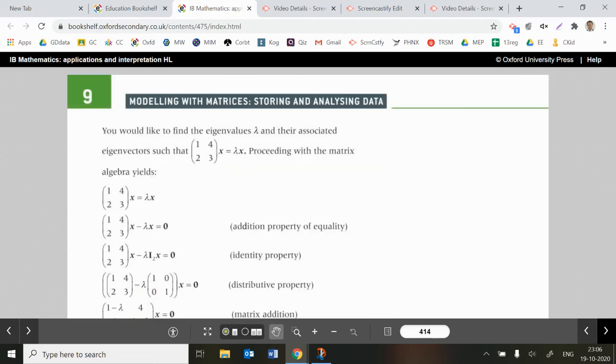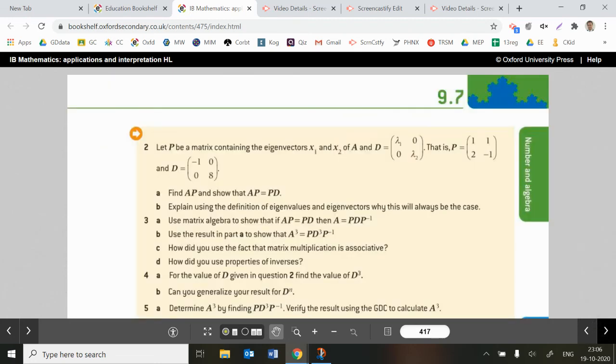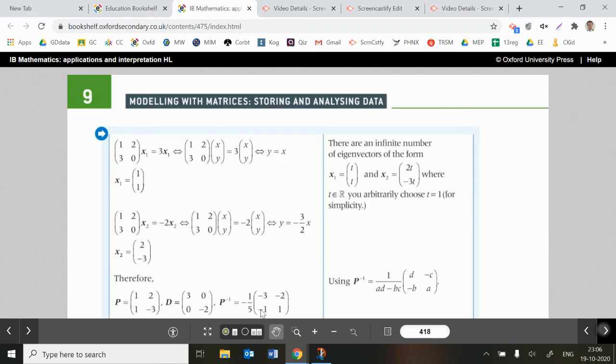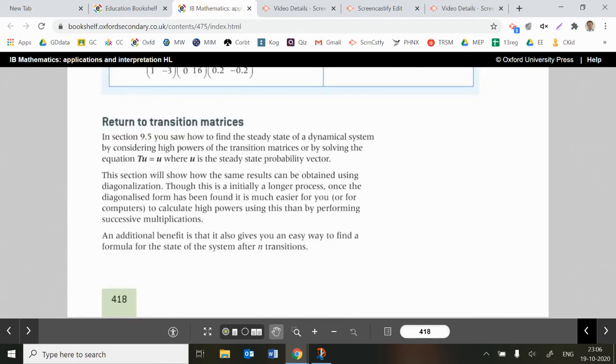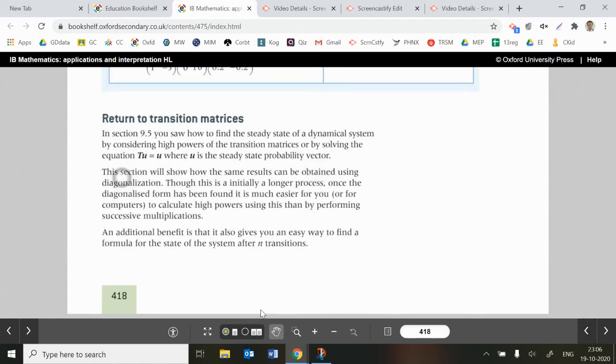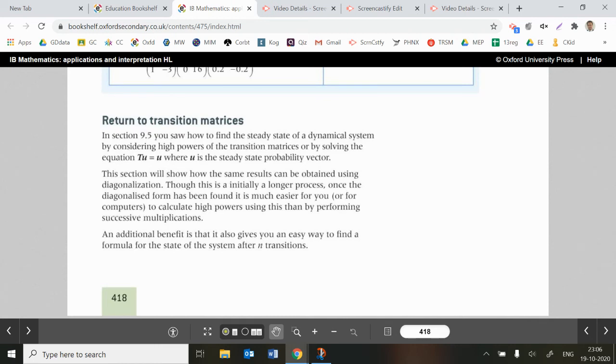Okay, so let's go back to what they're talking about here again. So here it goes down here. So that's what they're talking about there. So that was 9H question 2. It's a really important one to do. But then it says this section will show you the same results can be obtained using diagonalization.